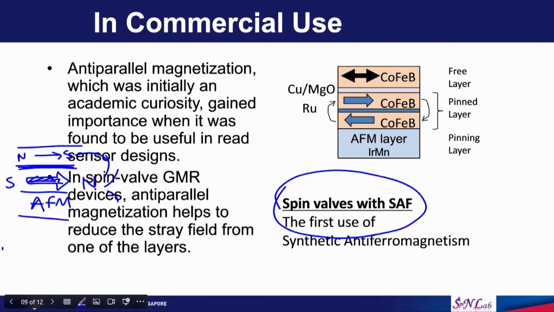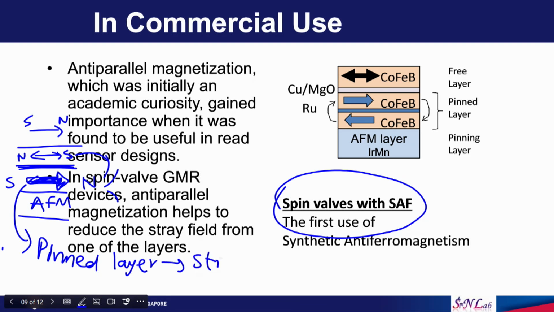So, if you magnetize this layer in one direction, north-south, this is favored, whereas the other direction is not favored. If you have only one reference layer, a fixed or pinned layer, it generates a stray magnetic field, and that stray magnetic field favors one particular magnetization direction over the other. So, this is the problem.